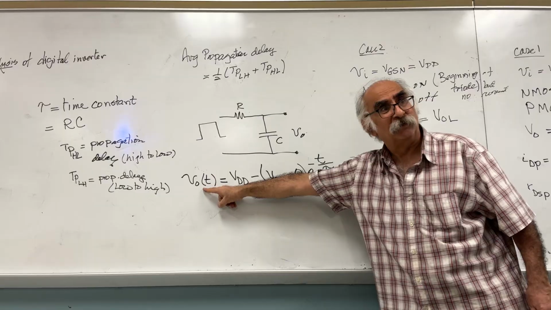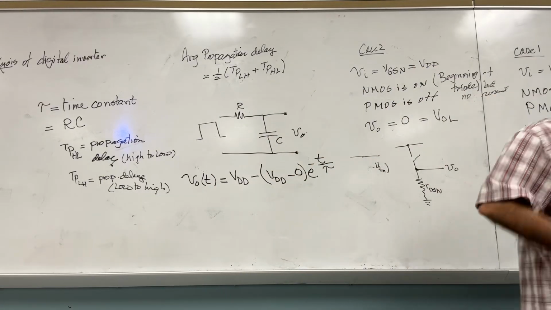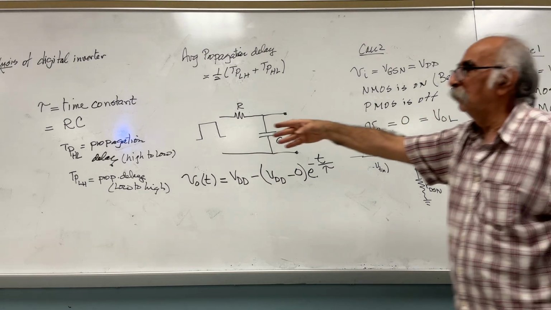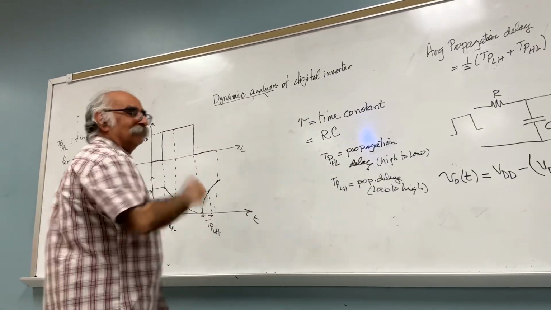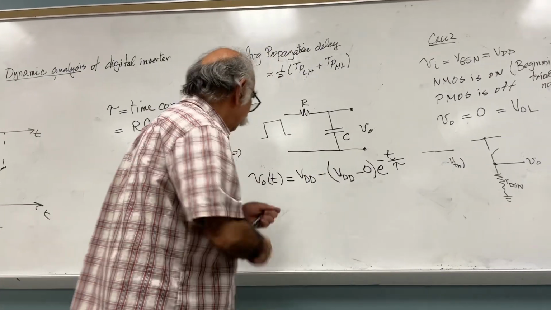VDD over 2 here. Yes? What is the unknown? T. That T is what? It is the propagation delay. Which is what? Low to high or high to low? Low to high. Did you get it? Plug in here, VDD.